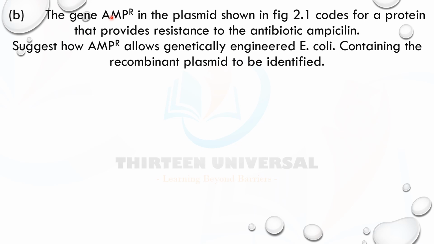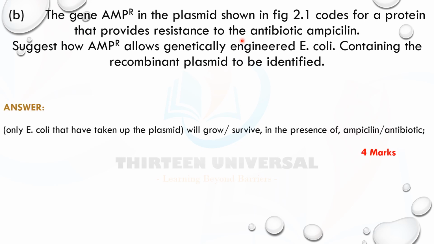Now remember that this gene codes for antibiotic resistance to ampicillin. So how you can identify it is that when this genetically engineered bacterium is grown in a medium that contains the antibiotic ampicillin, it survives. The one that has this gene will survive and grow. The ones that don't have it will not. So E. coli that have taken up the plasmid will grow and survive in the presence of ampicillin. The E. coli that don't have it will die.